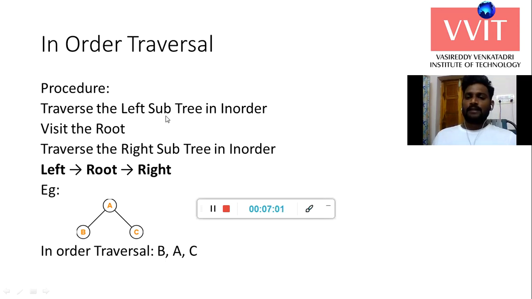Then the left subtree is completed. Then we visit the root node. Here the root node is A. Then visit B, A. Finally, the left subtree is completed, the root node is completed, and finally visit the right subtree of the root node. The right subtree consists of only one node, that is C. In the given tree, traversing in in-order fashion, the elements are B, A, C. This is called in-order traversal.